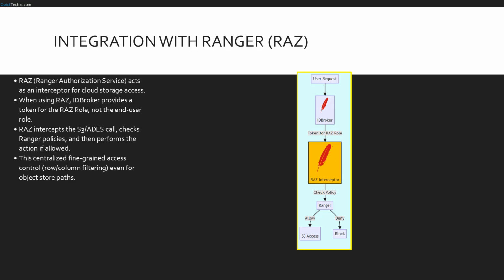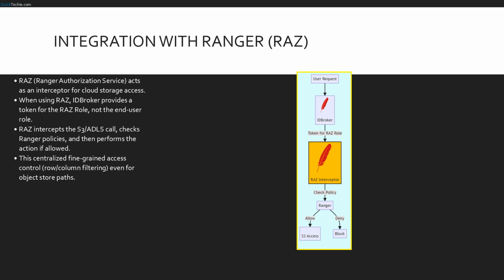However, the user doesn't get this token directly. Instead, RAZ intercepts the user's storage request, checks the fine-grained policies in Ranger, like user can only read directory A, and if allowed, RAZ performs the fetch. This allows you to apply Hadoop-style permissions to cloud object storage.